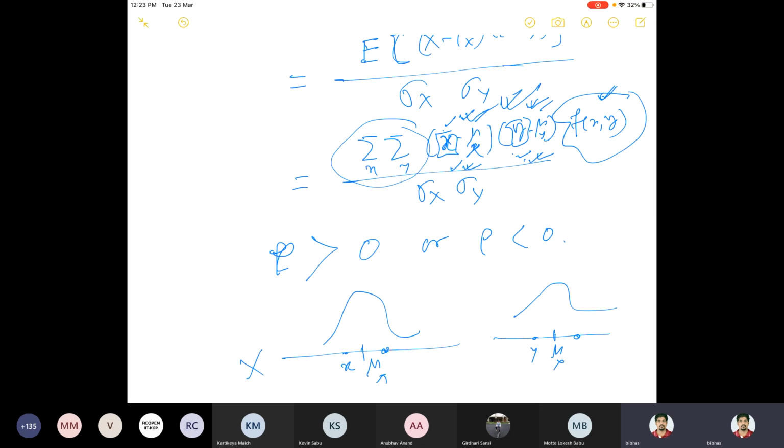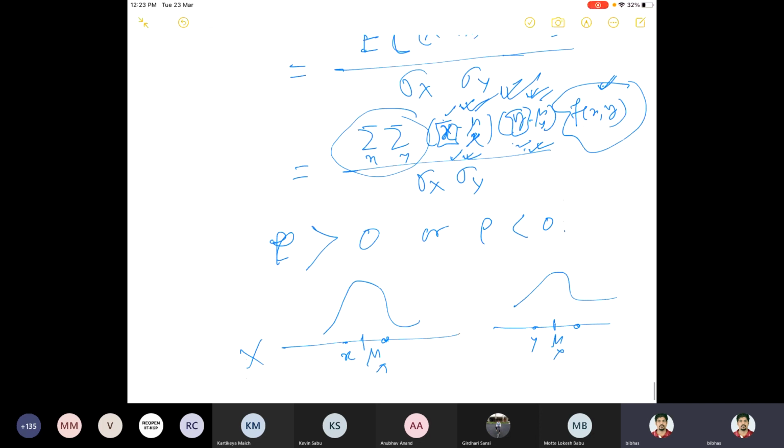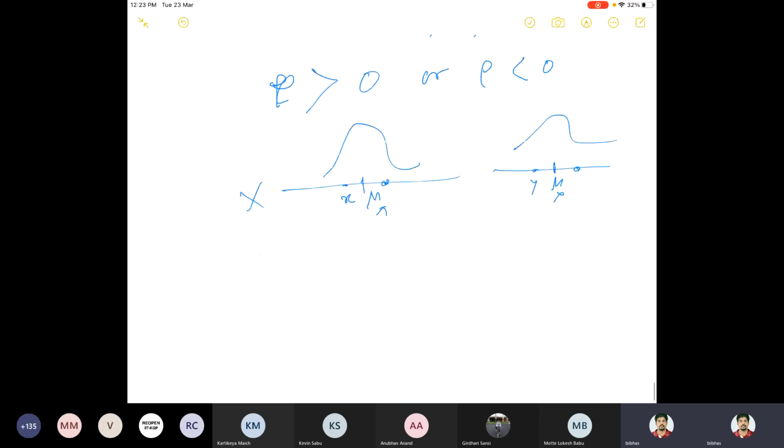So if this gap is increasing when x is increasing, and y is also increasing, keeping mu x and mu y fixed, that gives an idea about when it could be positive and when it could be negative. I'll not go into that because we don't have much time. But this is a simple observation, which you can prove, that rho is lying between -1 and 1.